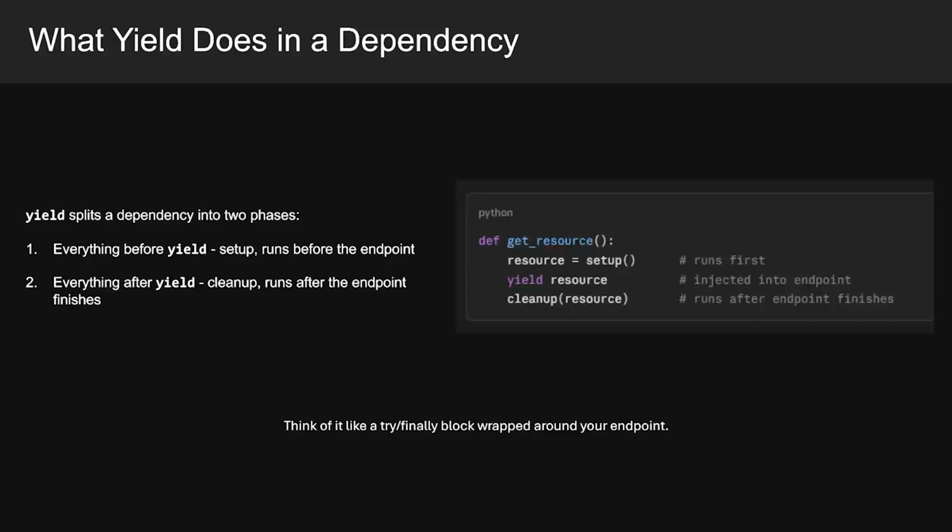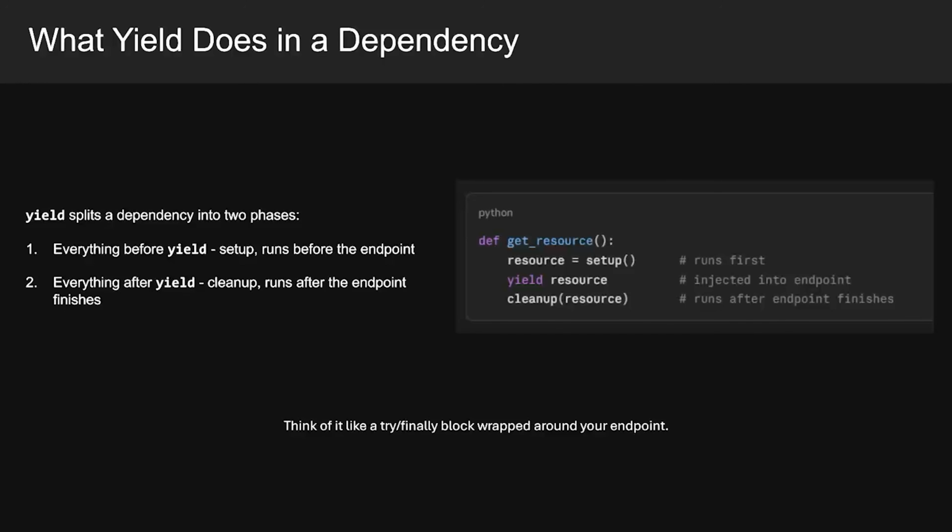Yield splits a dependency into two phases. Look at the code. Everything before the yield is setup. It runs first, before your endpoint. The value after yield is what gets injected into your endpoint, and everything after the yield is cleanup. It runs after your endpoint finishes. In this example, setup runs, the resource is injected, and the endpoint does its work. And then cleanup runs automatically.